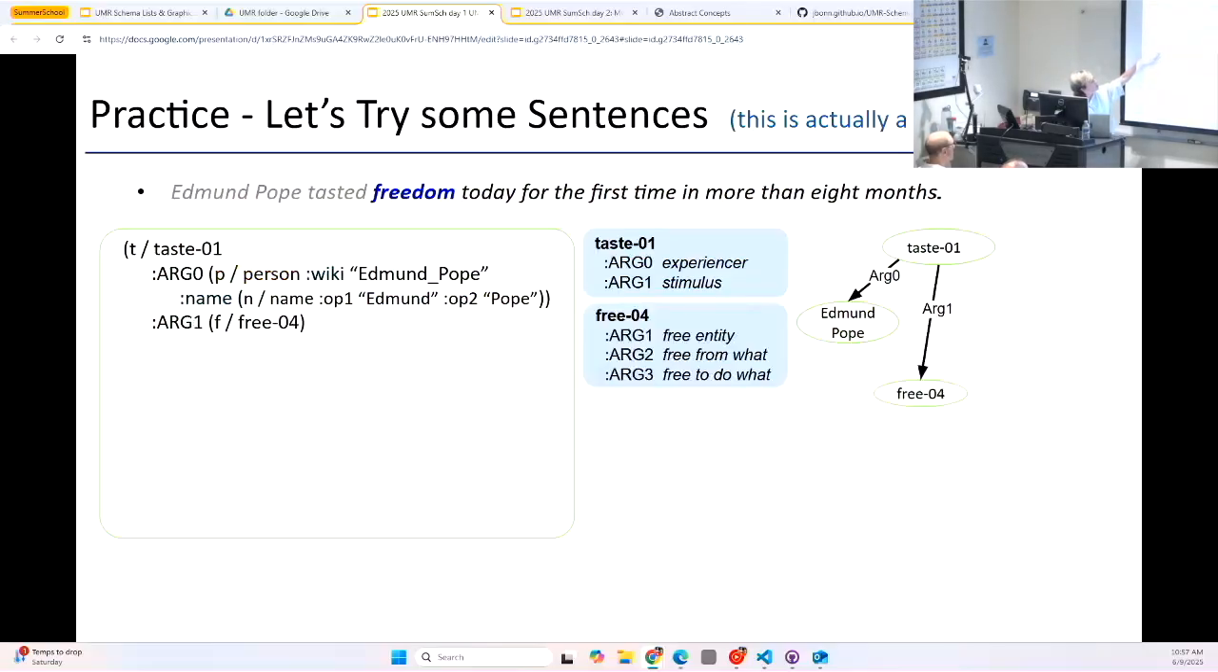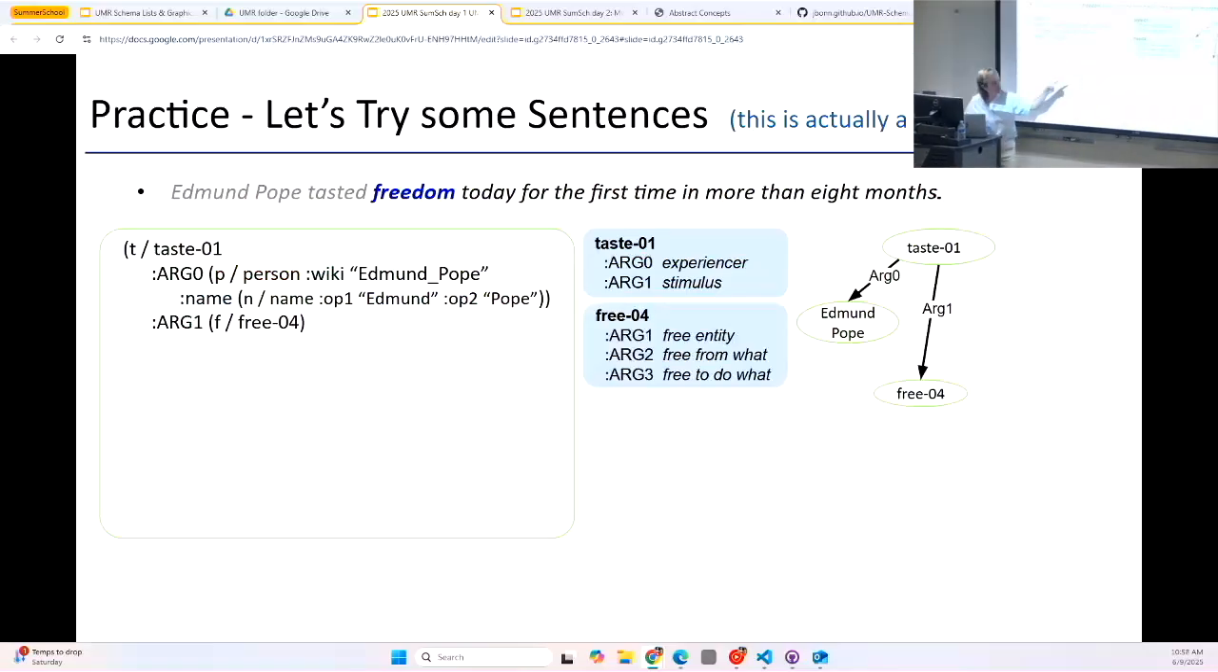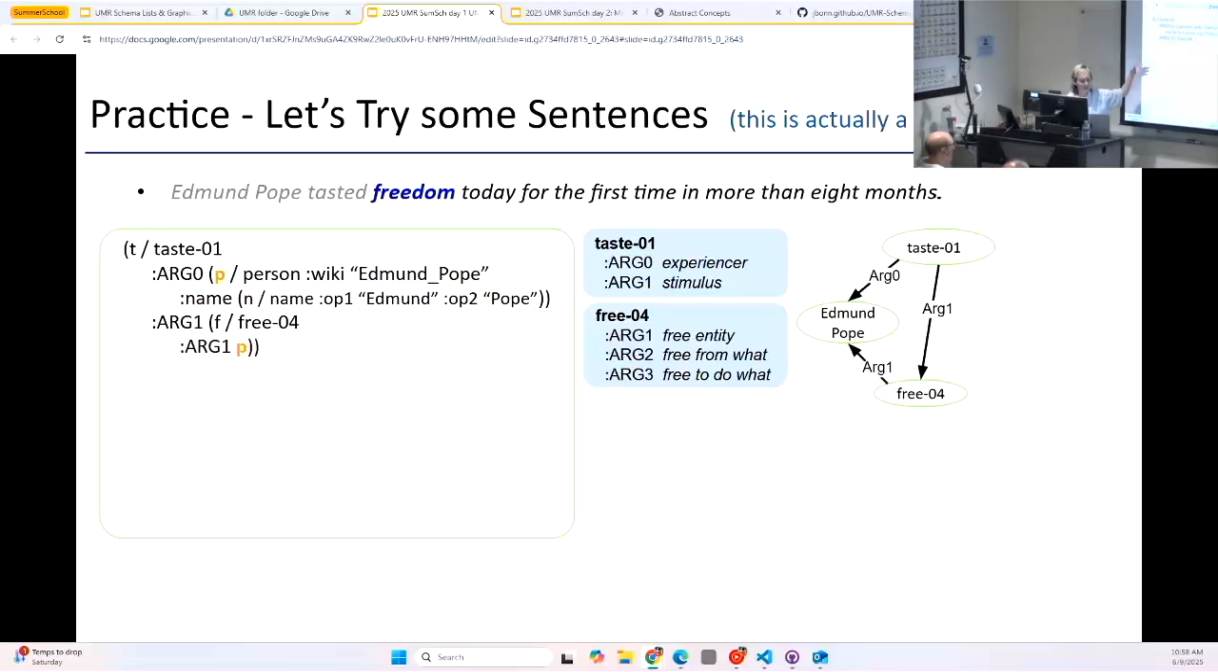We have a role set for freedom. It has 3 arguments: the free entity, free from what, and free to do what. So the free entity, even though it doesn't say Edmund Pope tasted his own freedom, we can go ahead and fill that in because we know it's his own freedom. So there's a reentrancy.